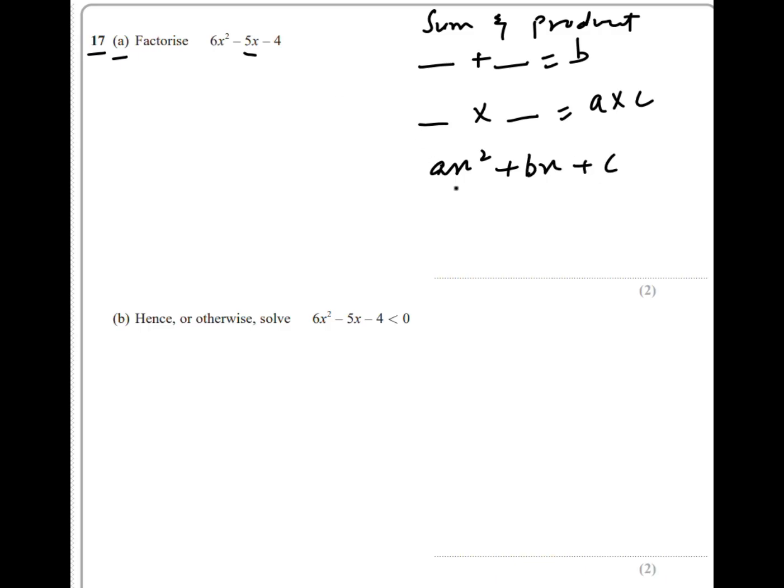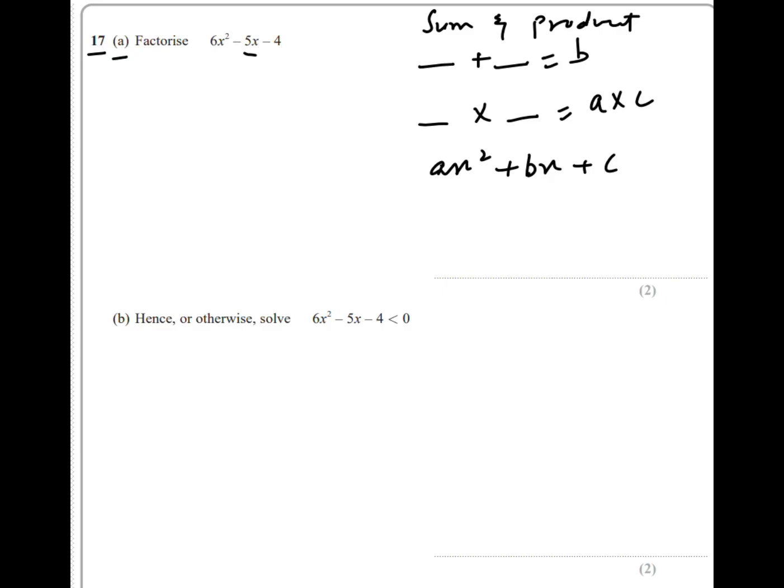The digit with x squared is a, the digit with x is b, and the constant is c. Usually it's a times c, but most of the time x squared doesn't have any number, so we just say that the product should be equal to c, but it's actually a times c. This is the actual formula.